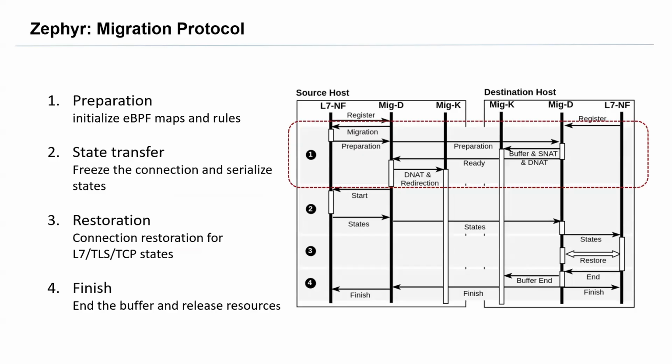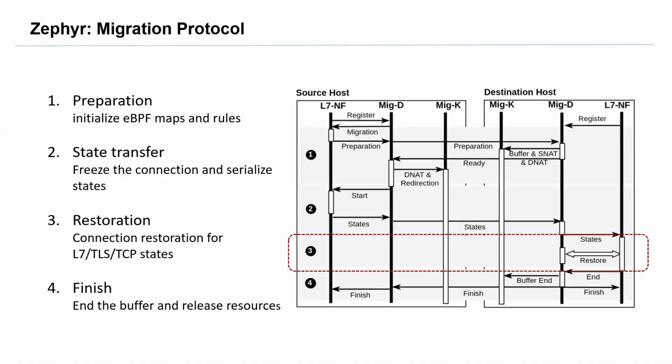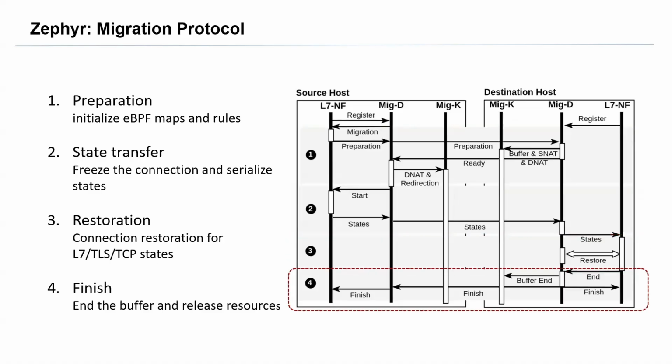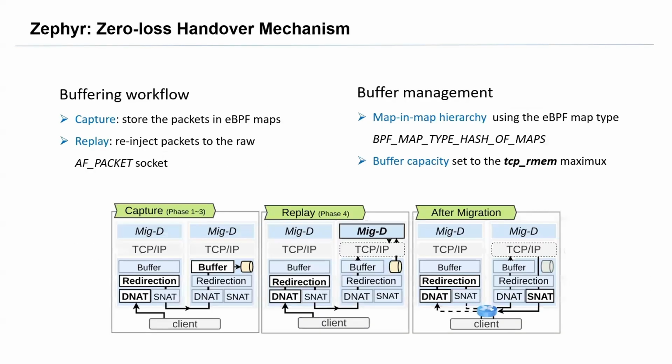Our migration protocol includes four stages. The first is preparation, where both sides initialize the eBPF maps and the rules. The second stage is state transfer. The source will freeze the connection and serialize the states, then transfer them to the destination. The third is the restoration phase. The destination L7 network function will restore all the states, including the L7, TLS, and TCP states, with the help of the destination MIG-D. And finally, MIG-D will end the buffer, replay all the packets, and release the resources.